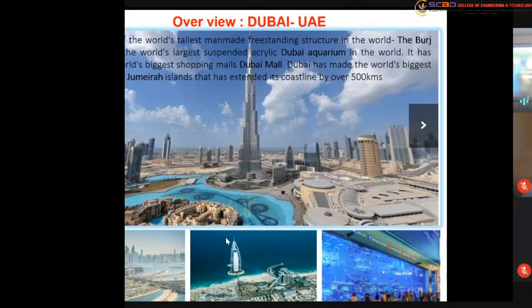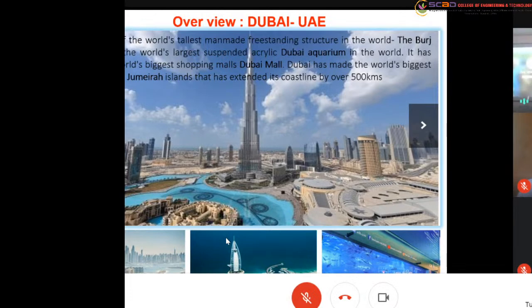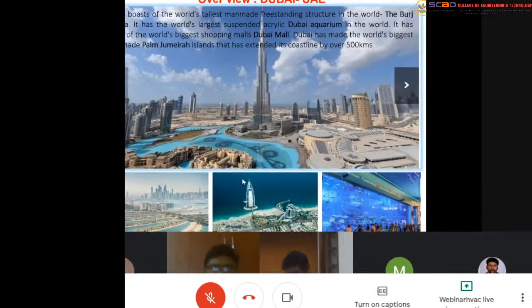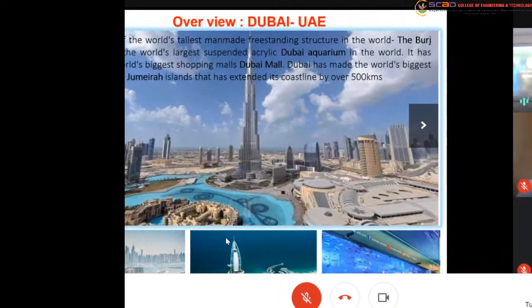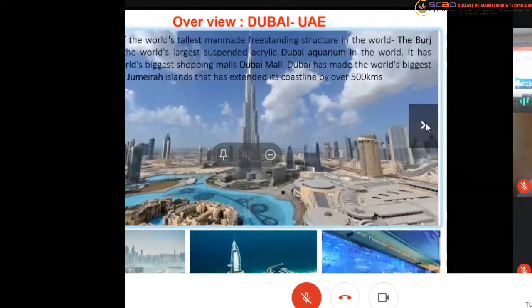I think everyone knows about Dubai. If anybody says the world's tallest tower, they say yeah, it's Dubai. So Burj Khalifa is the tallest tower, and it has the world's largest acrylic aquarium. You can see on the right corner of the bottom, that is the biggest aquarium.